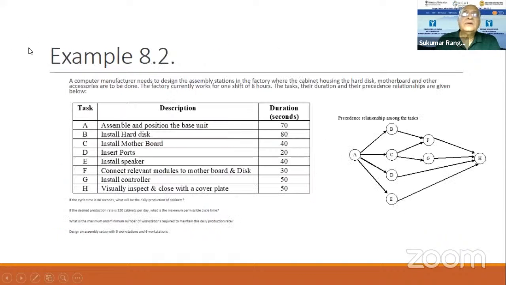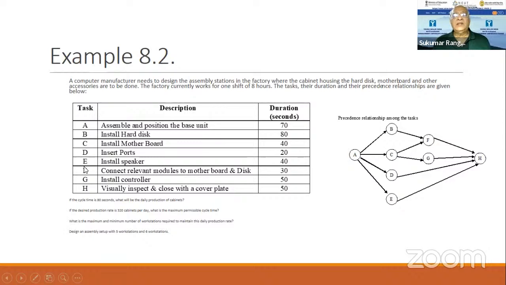Example 2. A computer manufacturer needs to design the assembly stations in a factory where the cabinet housing, the hard disk, motherboard and other accessories are to be done. The factory currently works for one shift of 8 hours. The tasks, their durations and their precedence relationships are very important. This is the precedence relationship. Process A goes to B, C, D, E. B goes to F, C also goes to F, C also goes to G.